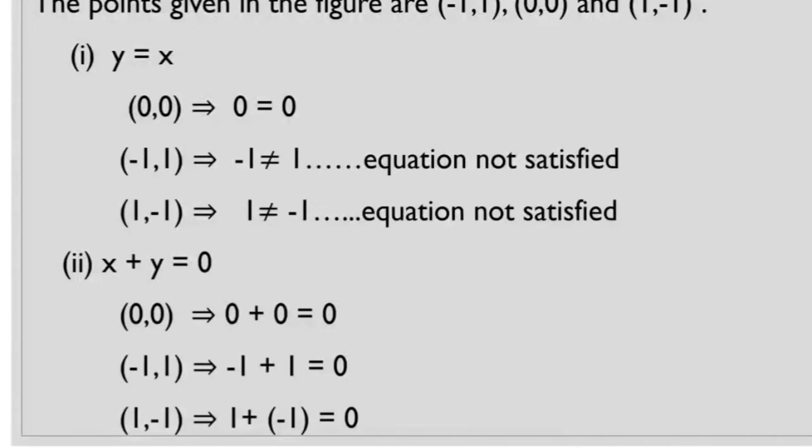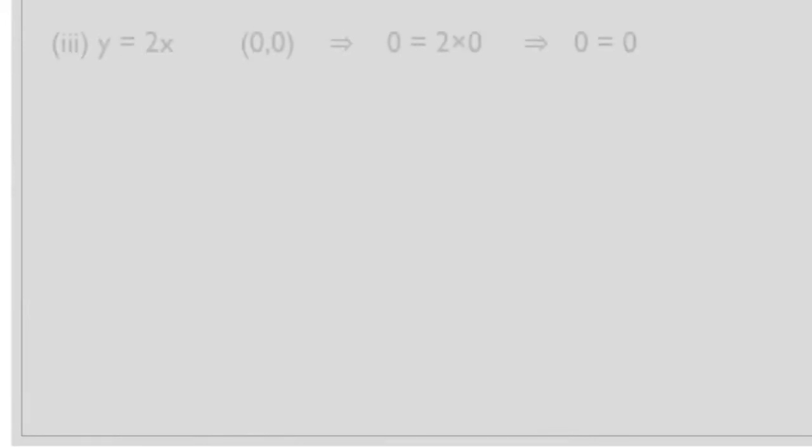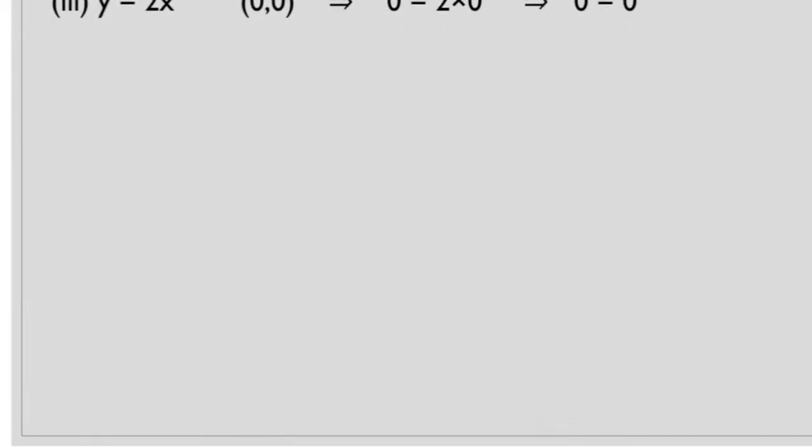Therefore, this may be the equation for which the graph is plotted. But let's check the other two also. Two equations are also given in the options. So the third is y equal to 2x. Now first let's take the pair of solutions. 0, 0 implies that 0 equal to 2 into 0, which will give 0 equal to 0.